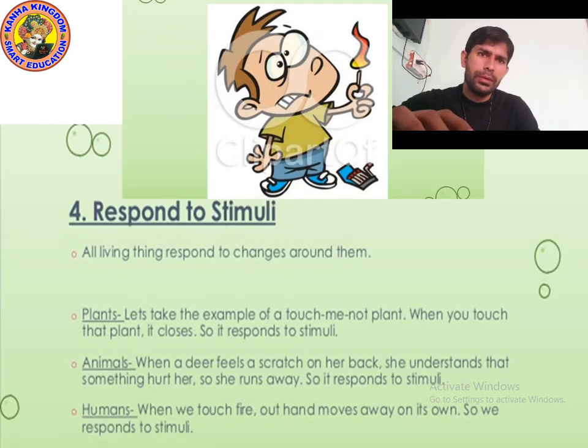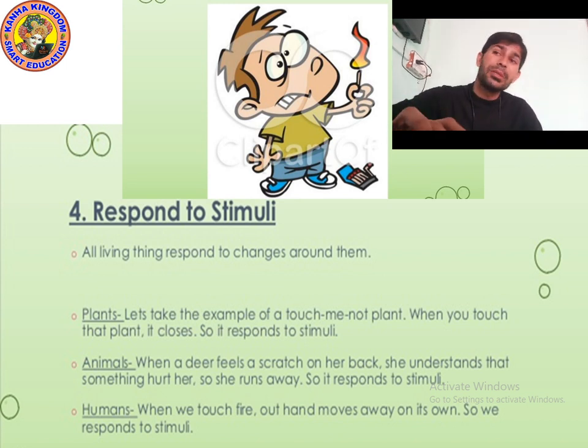Okay, now let's study about responding to stimuli. Stimuli means changes which are happening around us. Kids, you know that we respond to the changes happening around us. During the winter, how do we respond? We start wearing sweaters. And during the summer, how do we respond? We start wearing cotton clothes.